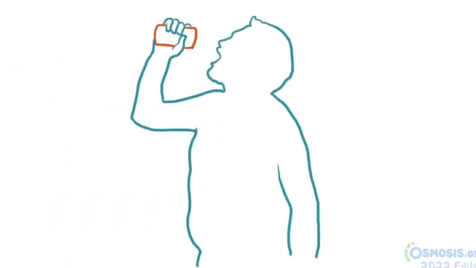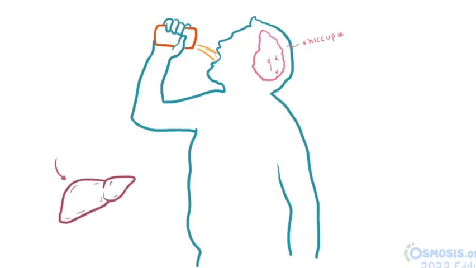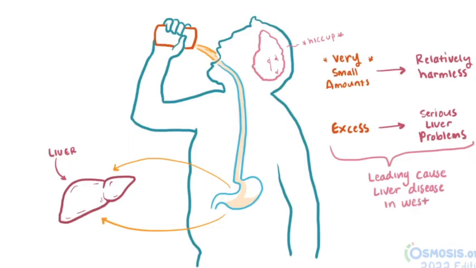Alright, so when you drink alcohol, what happens? Well, okay, what happens to the alcohol? Well, that's mainly your liver's job, right? Basically, once the alcohol gets to your stomach, most of it's sent to your liver for processing. In very small amounts, alcohol is more or less harmless, but in excess, it can lead to serious liver complications, and is the leading cause of liver disease in Western nations.